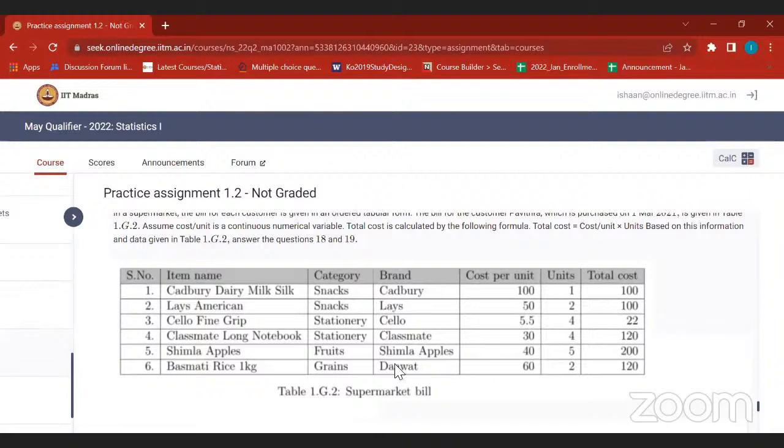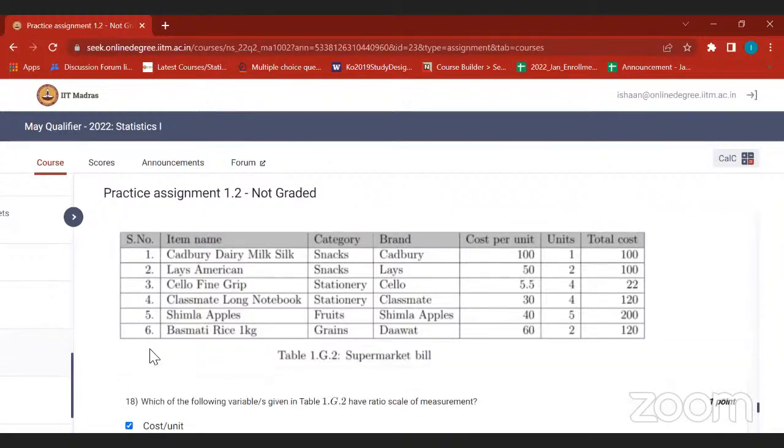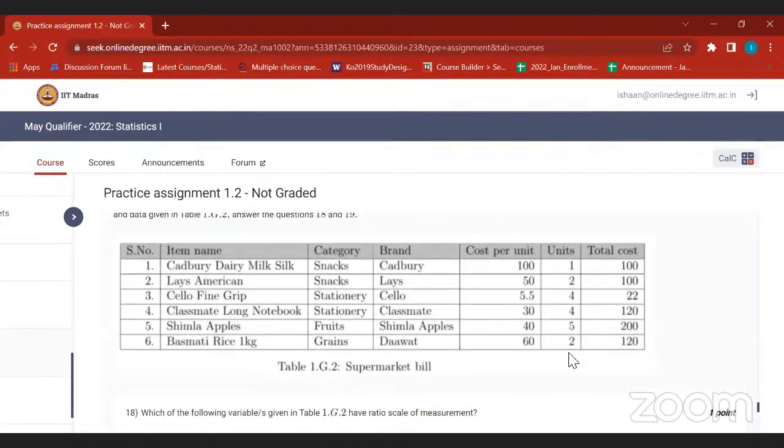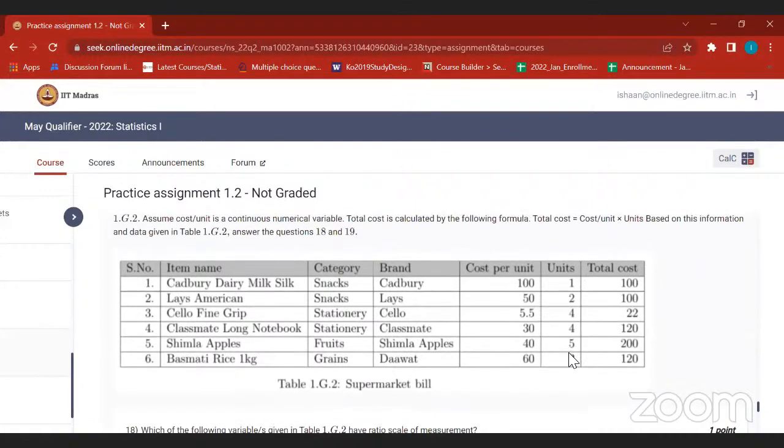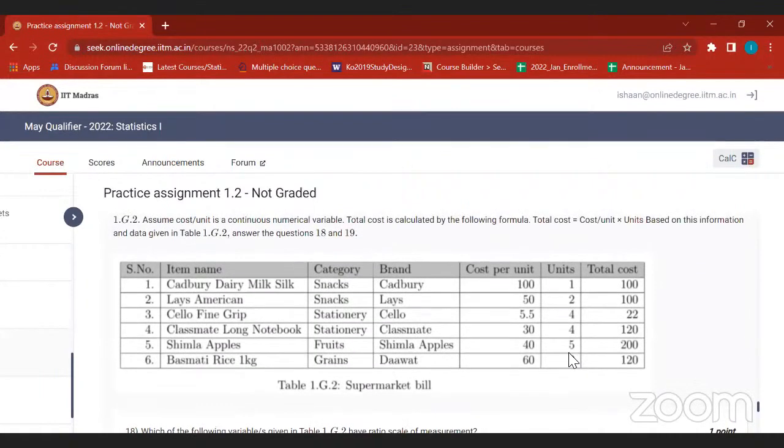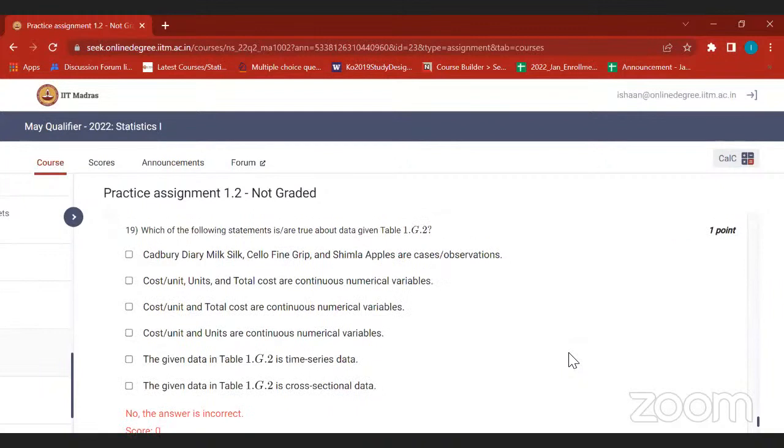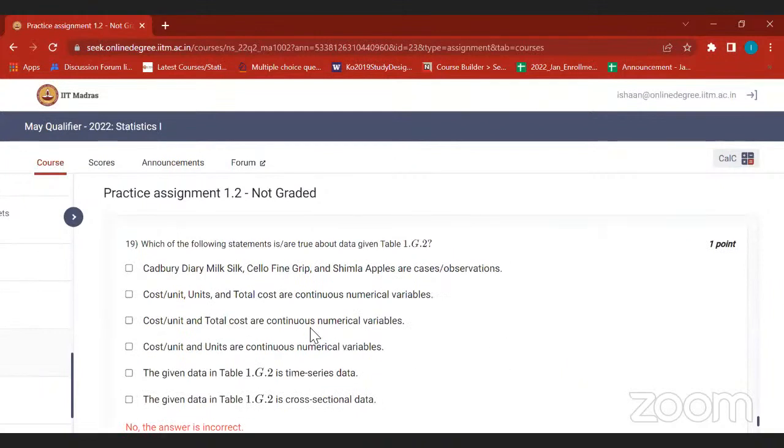0 units. I can add a 7th something, I can write category, brand, and unit I can have 0. I haven't purchased it. Units can have a possible value of 0, right? And question number 19. The third option you see.